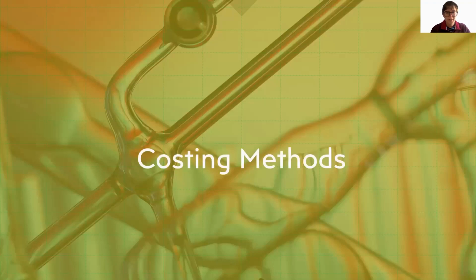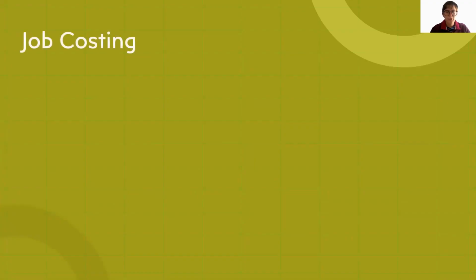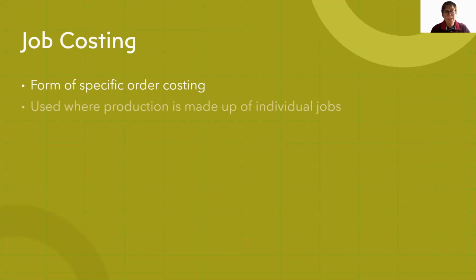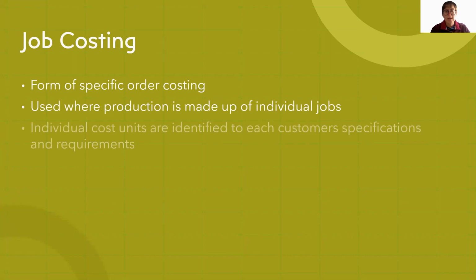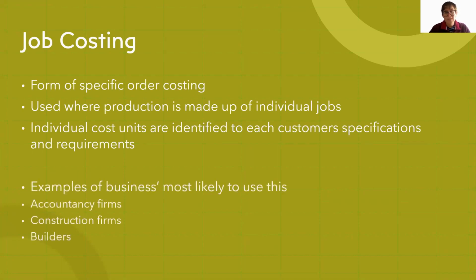So costing methods then. First of all, we have job costing. This is a specific order costing form. It is used where production is made up of many individual jobs and individual cost units are identified to each customer's specifications and requirements. So some business examples that are most likely to use job costing then are construction firms, builders, plumbers, accountancy firms.